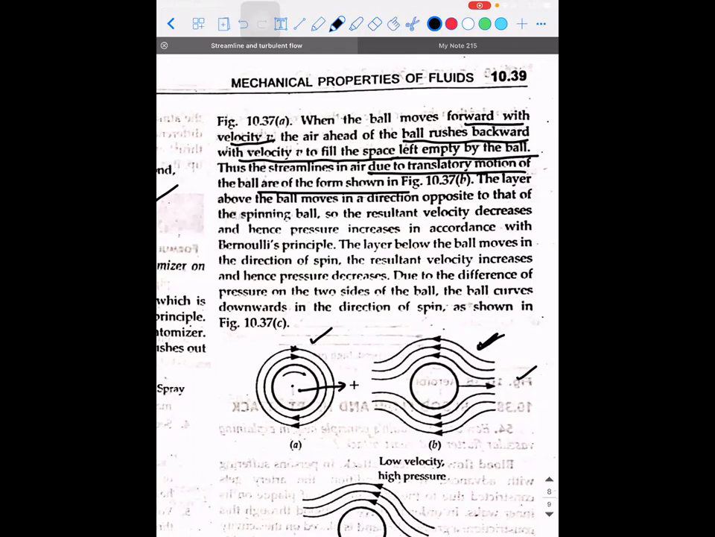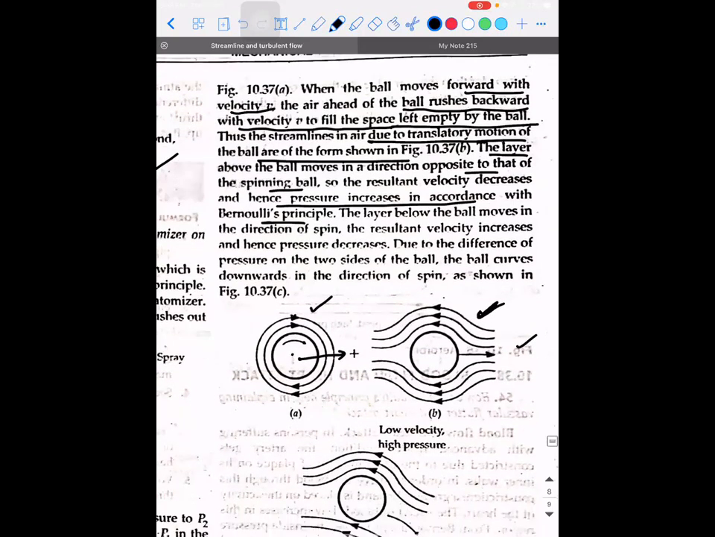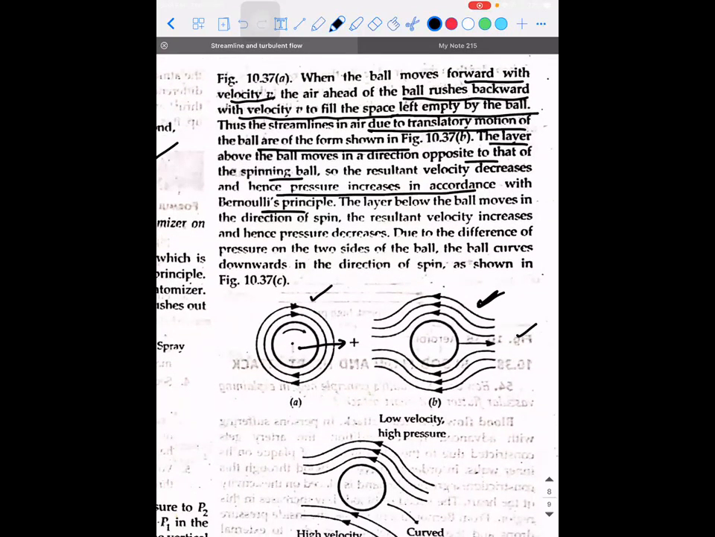So due to the translatory motion as shown in the figure 10.70, the layer above the ball moves in the direction opposite to that of the spinning ball. So the resultant velocity decreases and hence the pressure increases in accordance with Bernoulli's principle. The layer below the ball moves in the direction of spin and the resultant velocity increases and hence pressure decreases. Due to this pressure difference on the two sides of the ball, the ball curves down in the direction of spin as shown in this diagram.